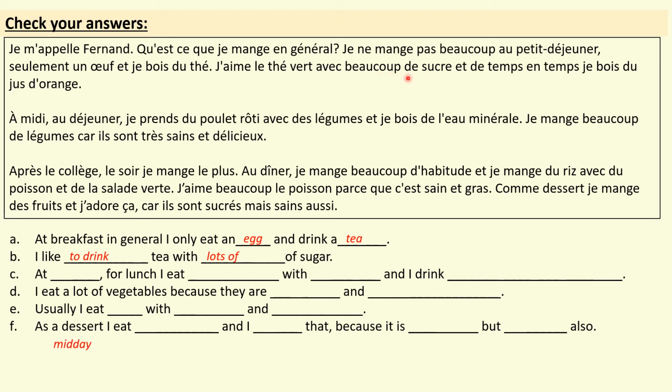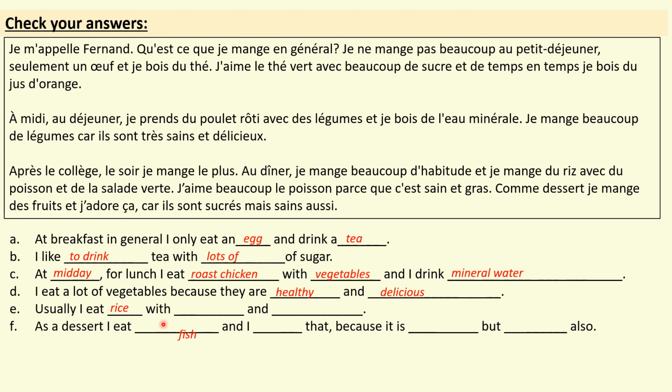At midday, à midi, for lunch, I eat roast chicken, du poulet rôti, with vegetables, des légumes, and I drink mineral water, de l'eau minérale. I eat lots of vegetables because they are healthy. Okay, très sain here, and delicious, délicieux.